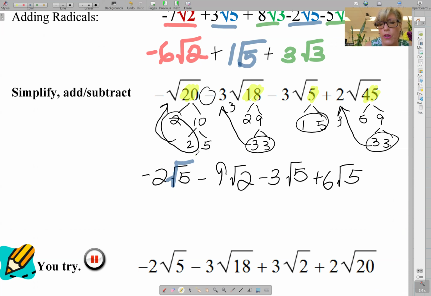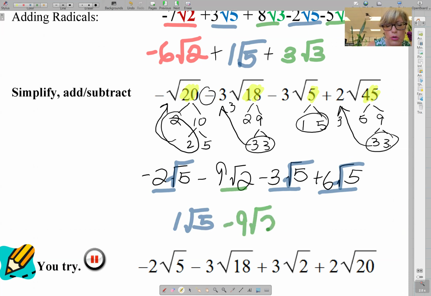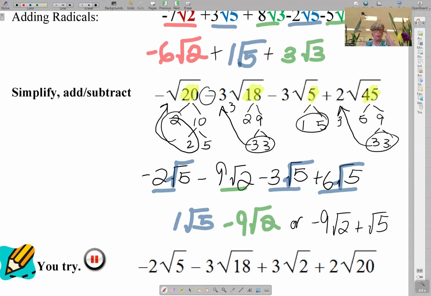I have root 5 here, root 5 here, root 5 here. So I collect -2 root 5 minus 3 root 5 is -5 root 5 plus 6 root 5. That is 1 root 5. I only have 1 root 2 minus 9 root 2, and you are done. You could write it like this if you wanted to: -9 root 2 plus root 5. Both of those would be correct.